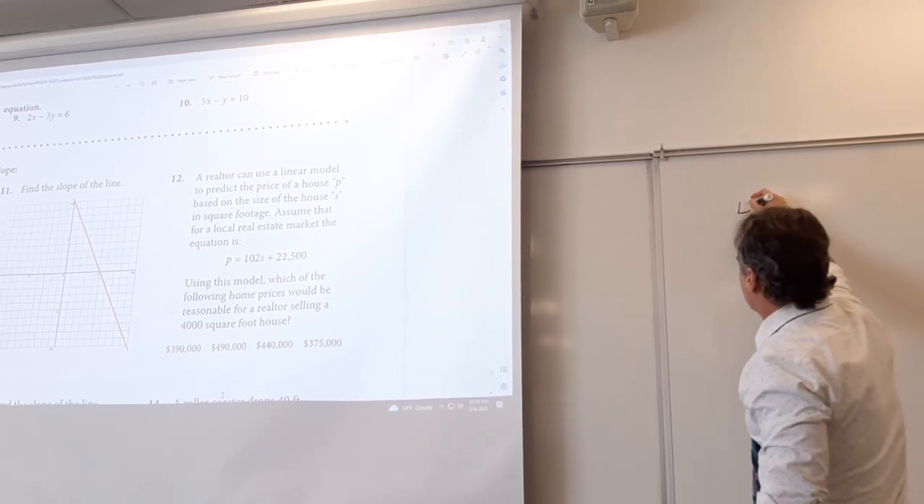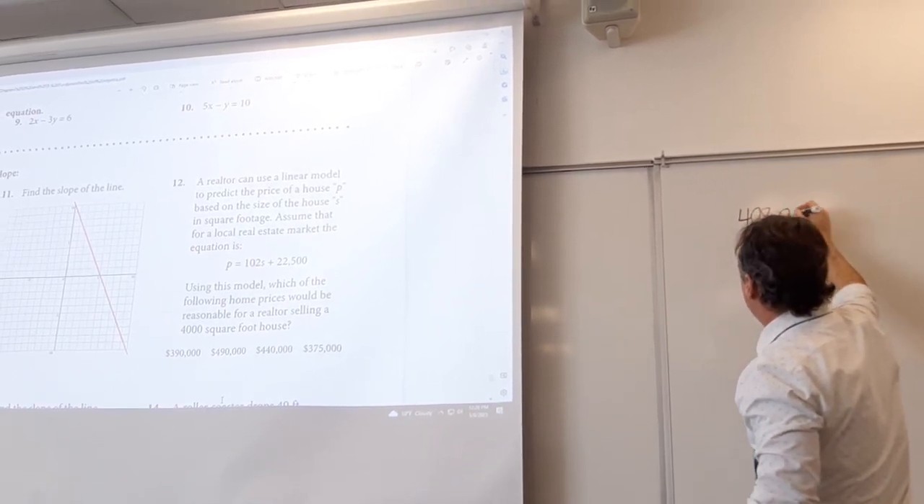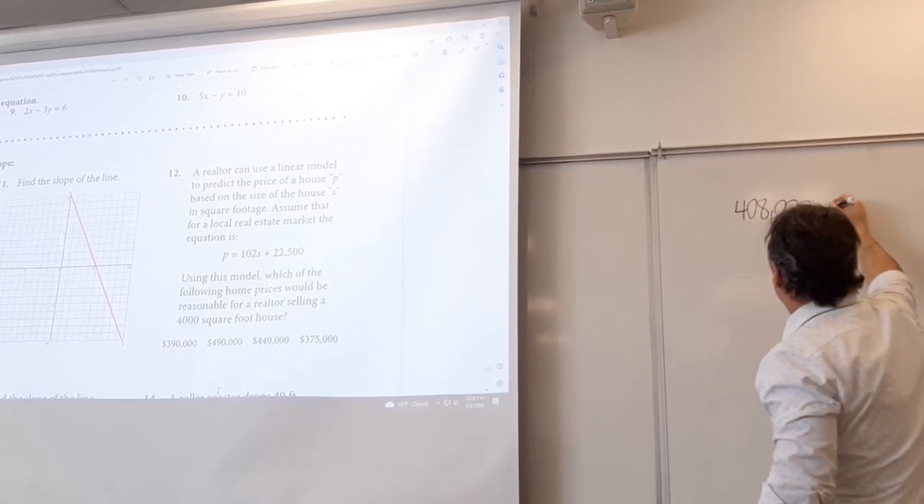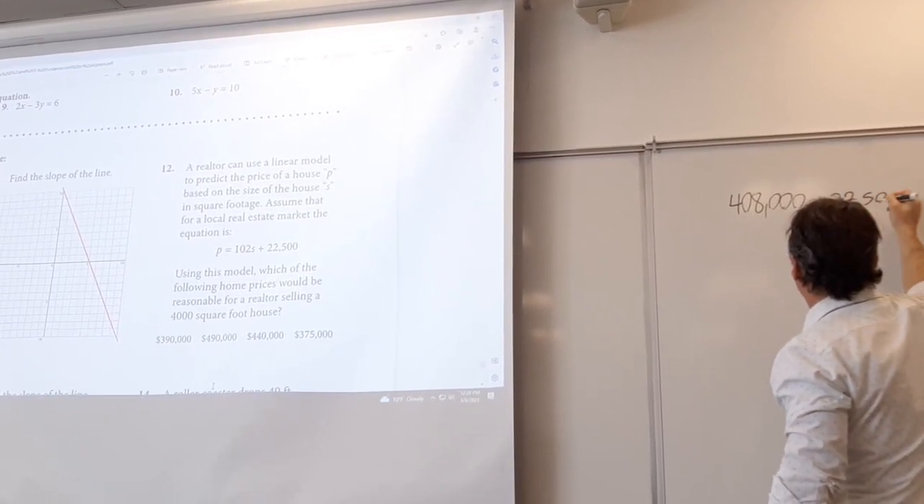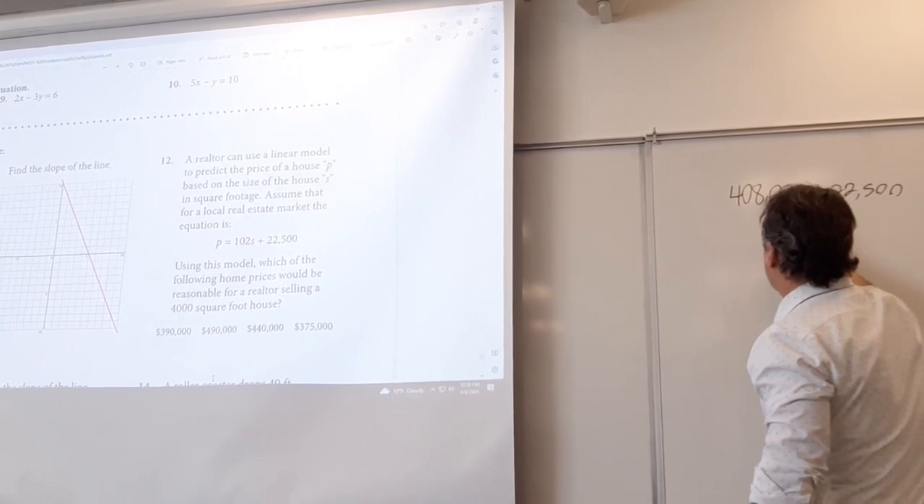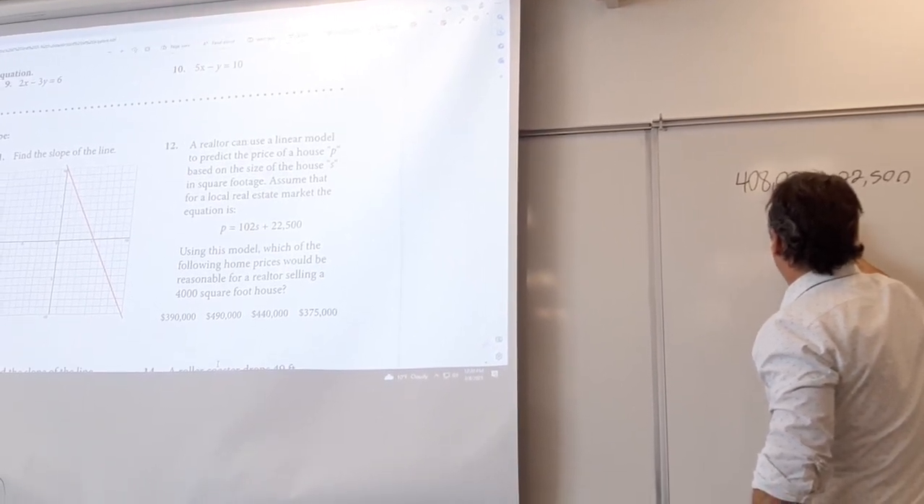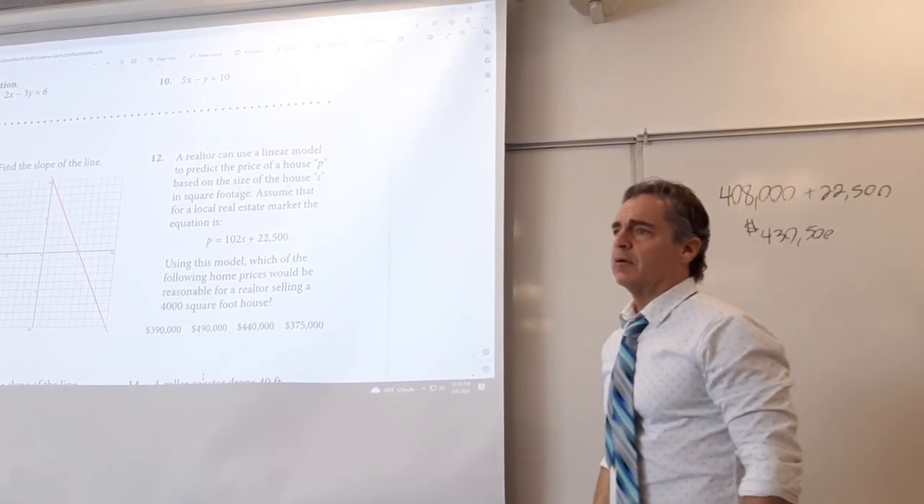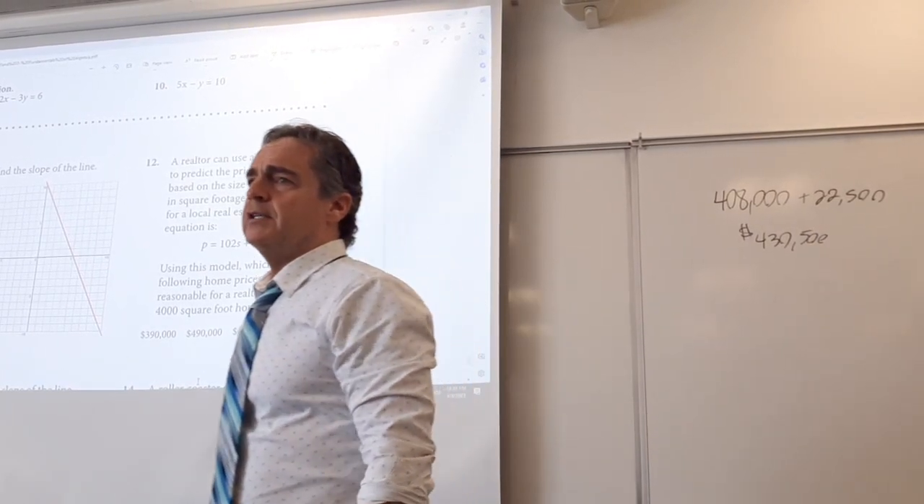4,000 times 102 is 408,000, plus 22,500. And so combine that and I get $430,500. Say woo if you got that. Woo. Hard or easy? Easy. Is that answer on the board?